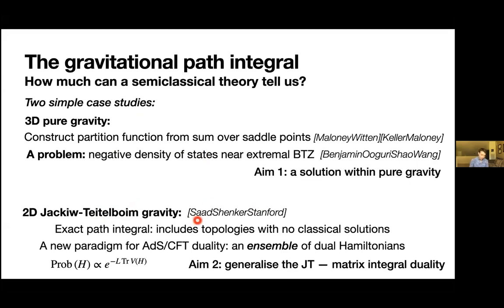And the very important ingredient that's going to be a lesson for 3D gravity is that this path integral includes topologies where there's no classical solution. So the Maloney-Witten strategy was to look for all the classical solutions and then look at loop corrections to those. But that strategy would not work for the Saad-Shenker-Stanford result. And we're going to import that lesson into 3D gravity.